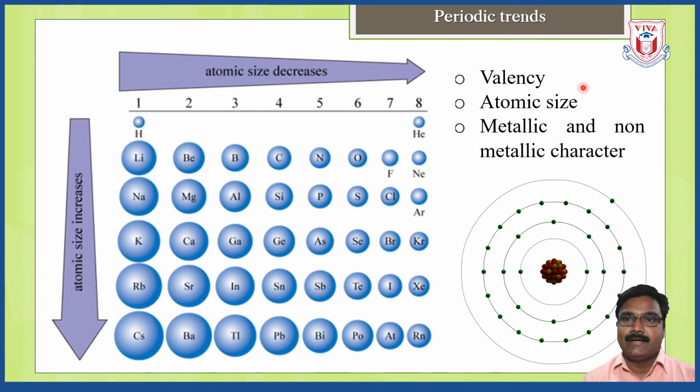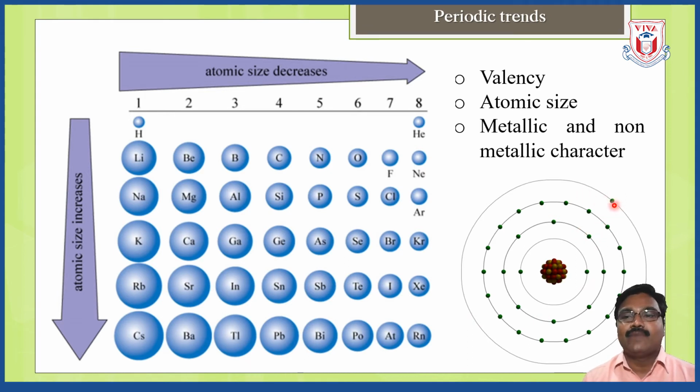Now the first periodic trend is valency. As we move across the row, that means across the period, valence electrons get added in the outermost orbit. As the number of electrons goes on adding, the valency changes. Valency is nothing but the capacity to take part in a chemical reaction, and it depends on the number of electrons present in the outermost orbit. If we go on moving from left to right of the periodic table, the number of electrons goes on adding in the outermost orbit. Let us take an example.